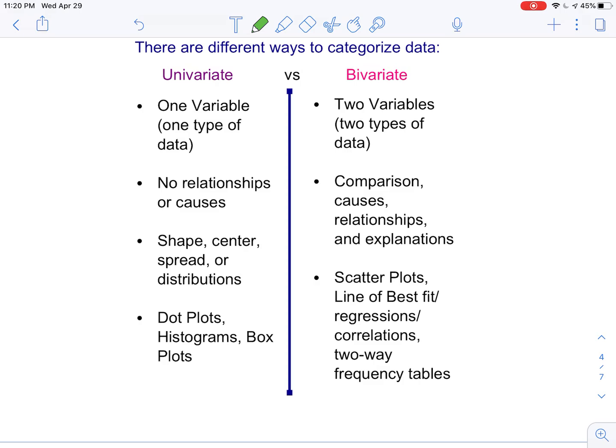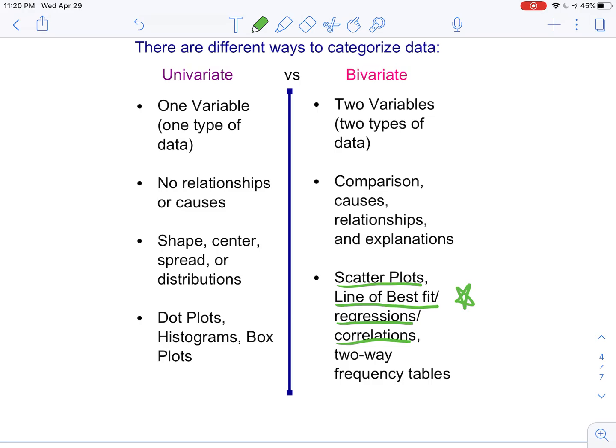Versus bivariate, which if you think about bicycle, that's two wheels. Bivariate is two variable information, okay? We have two types of data in which we are trying to compare these two pieces of information and see if there are any causes between the two information, if there's any relationships or explanations. Now, we actually have looked at bivariate data before. Okay, we have briefly talked about scatter plots. More specifically, we paid attention to line of best fit, regressions, and correlations. So we have actually talked about statistics already.